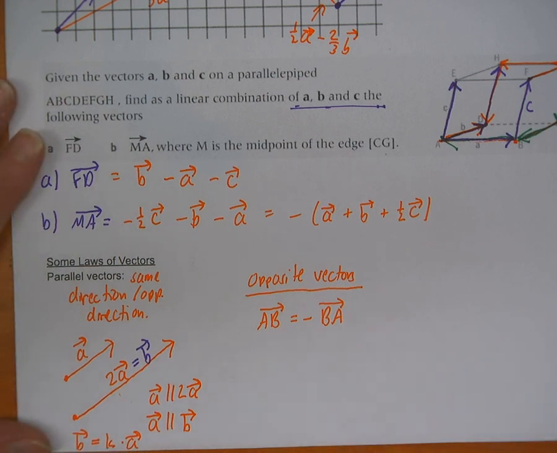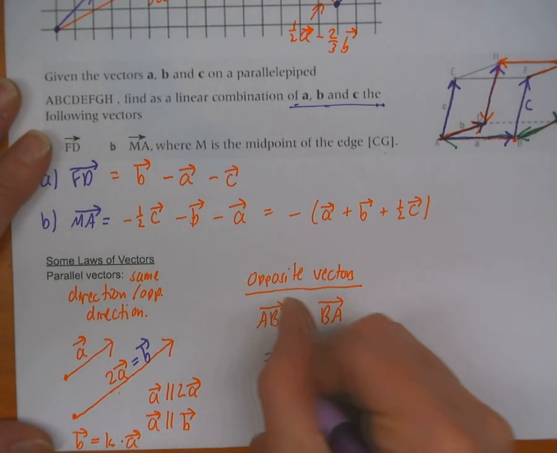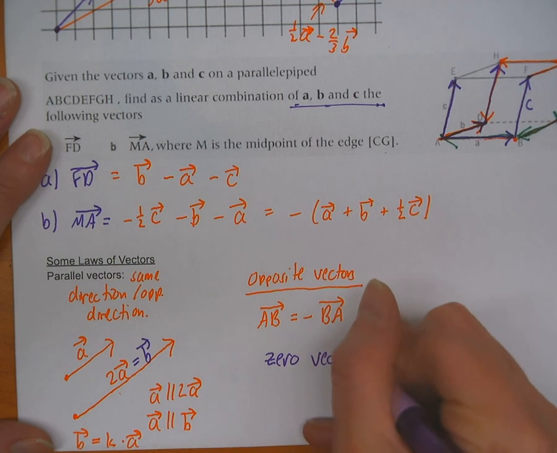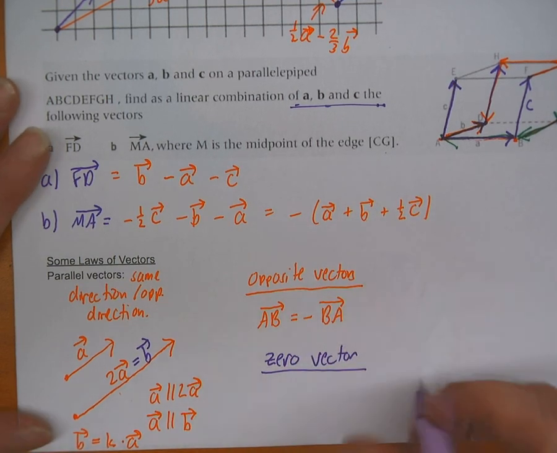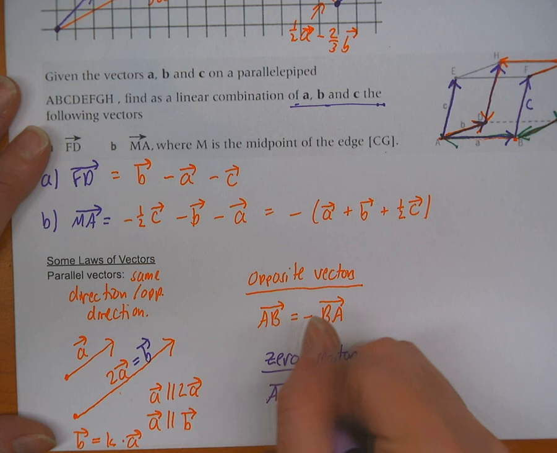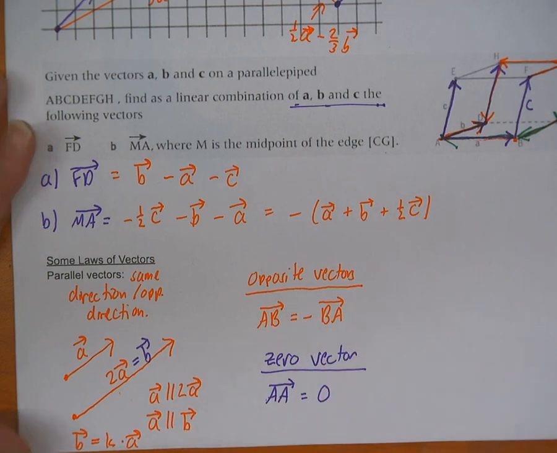What about a zero vector? Yeah, real exciting, right? A zero vector is when you're starting and ending at the same point. Nothing's happened. You're starting at A, you're ending at A, so it's just zero.